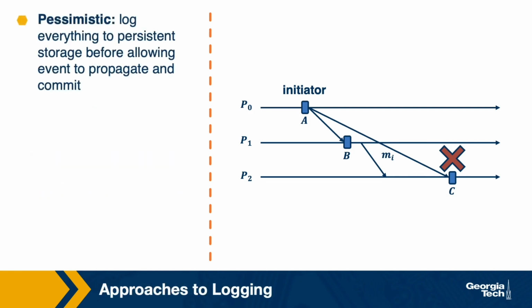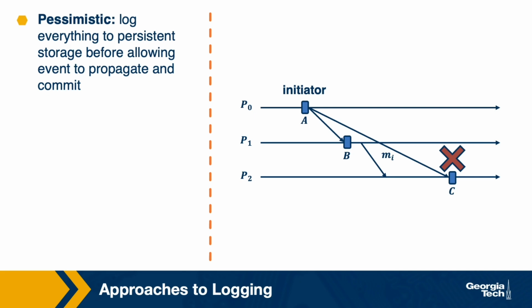In pessimistic logging, the idea is that each process should log everything to persistent storage before allowing events to propagate and to get committed in the system. If pessimistic logging is used in the scenario illustrated in this illustration, it would be impossible to execute the send message event at P1 and not to log it. Therefore, the problem would be solved.